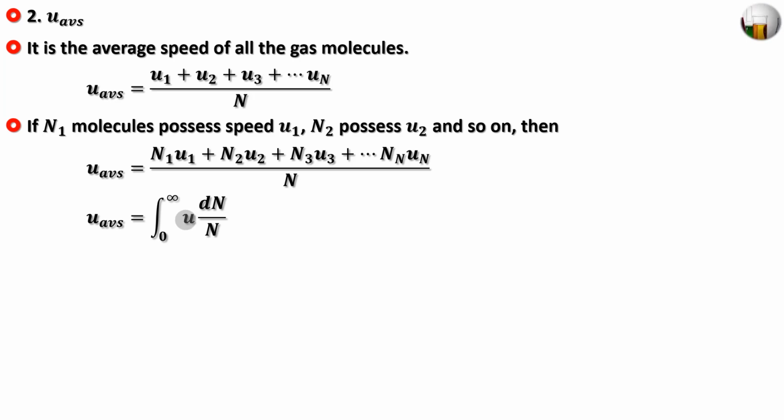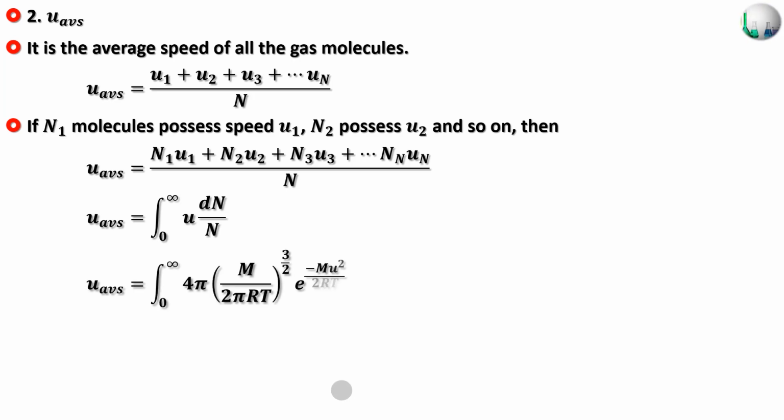And where U is the velocity possessed by dN number of molecules. So dN is the small number of molecules which possess a particular speed U, and this is the N, the total number of molecules. So when I substitute this from the equation that we had, and integrate this from 0 to infinity, I get the square root of 8RT by pi m, or 8P by pi d.